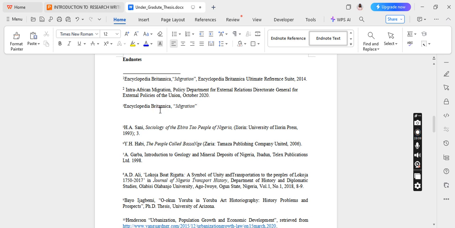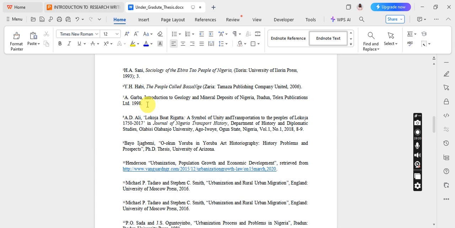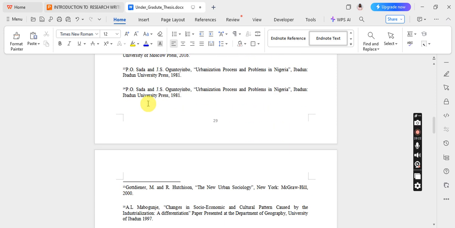And bibliography is mostly at the end of your work. So it's a compilation of all the references, the end notes, the things you used in your research writing. So we are going to deal with it. I'll teach you how to automate it and how to do your referencing just like that.